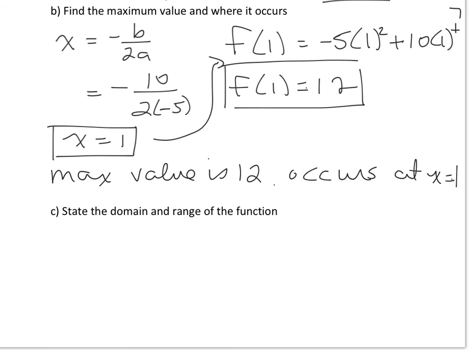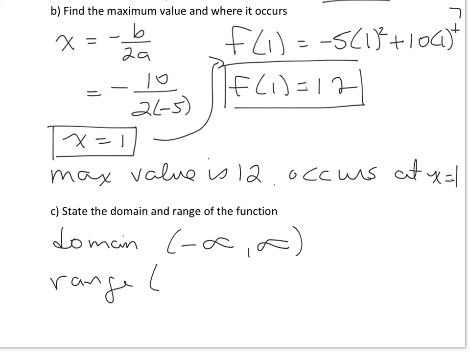And then let's think about the domain and range of the function. Since it's a quadratic and no limitations to the domain have been stated, our domain will be negative infinity to infinity, and our range, because this is a quadratic that opens downward, it'll have a maximum value, so our range will be negative infinity to 12, whatever that maximum value is. And that's that for that lesson.